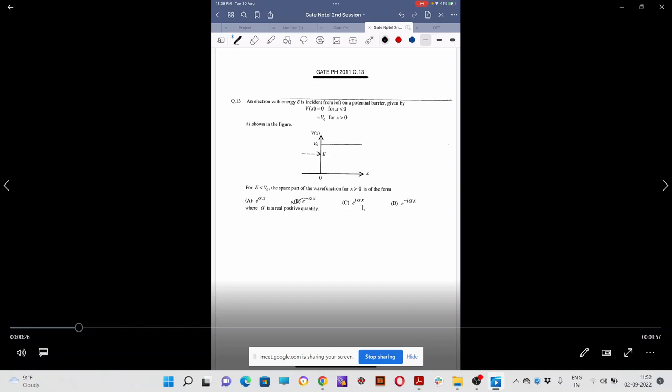Have you tried turning your volume to 100%? Yes, sir, it's already at that, but it's still not audible. So can you solve this question on the whiteboard? Yeah, okay. But the sound is good to me. What is the problem?